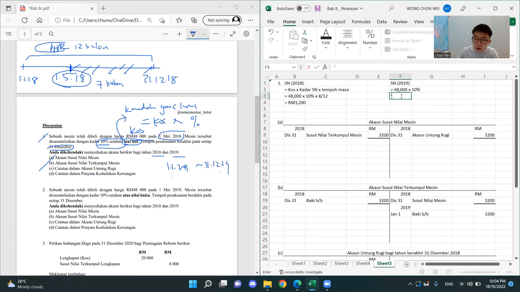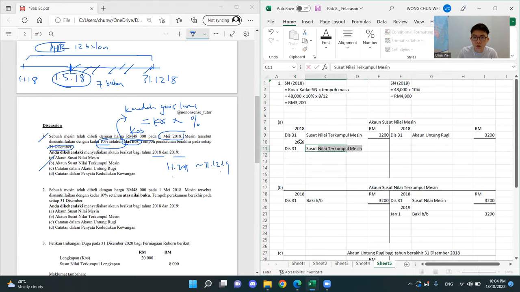So then your susut nilai will be 4,800. Can you see it? Okay, so this will be the susut nilai for 2019. So how do you record? Same thing. When you have susut nilai, you debit your susut nilai for 2019. So December 31st. And then where do we send to?